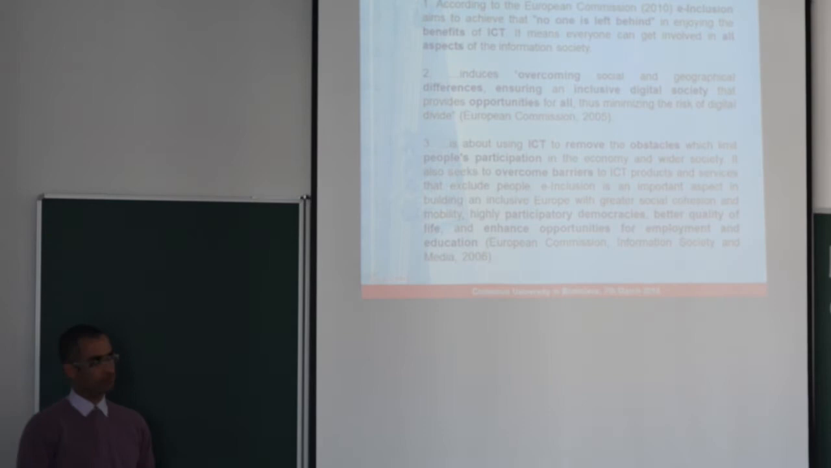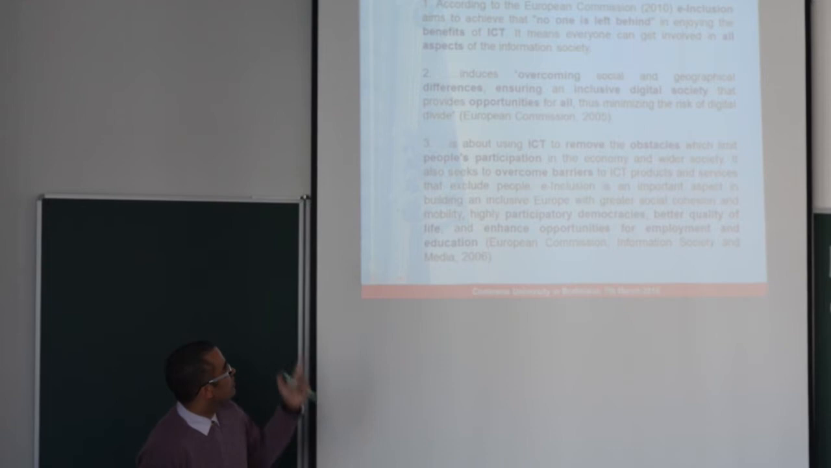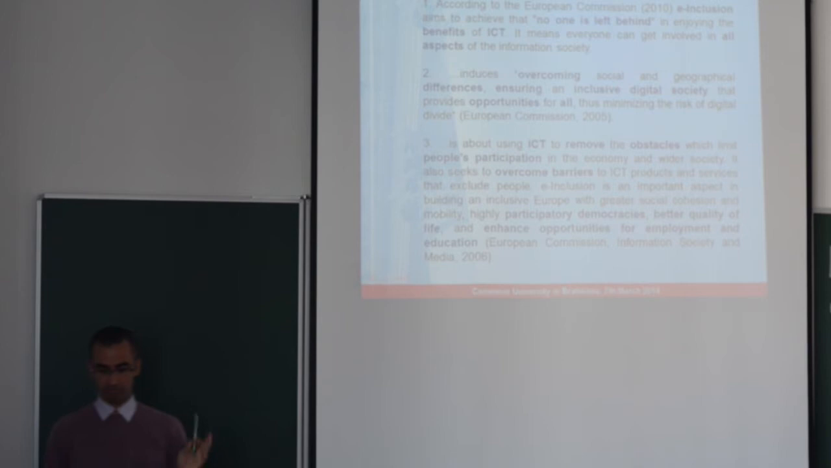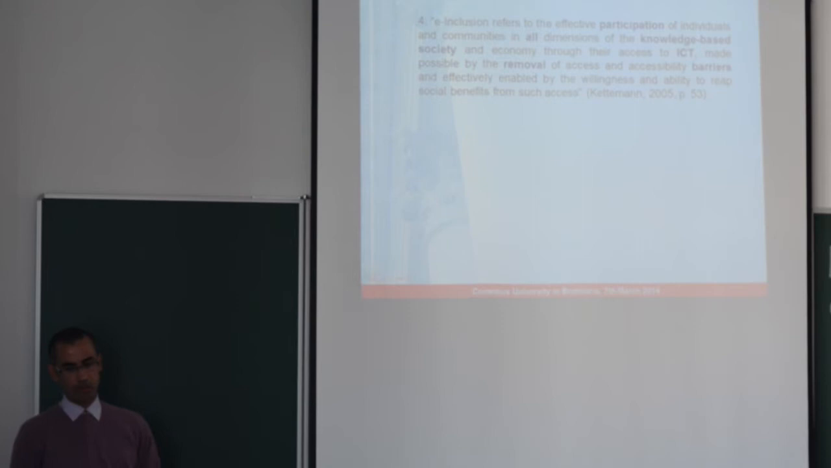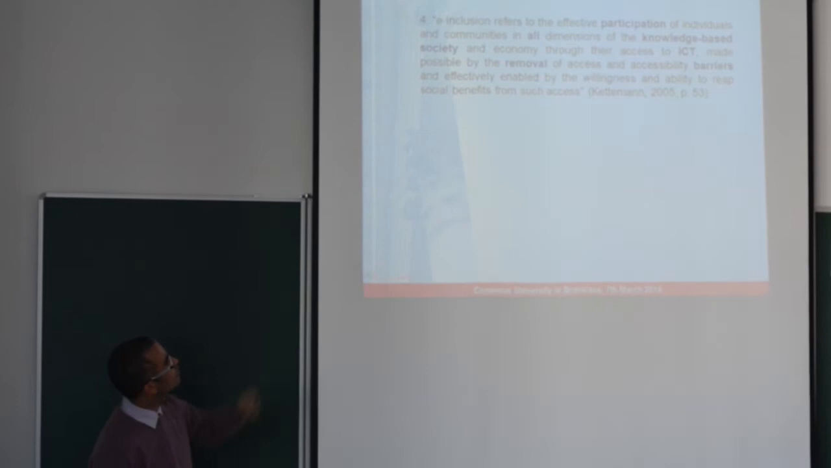You can see the words which are highlighted. It's about removing obstacles or barriers, people's participation in the economy, overcoming barriers to ICT, information and communication technology, participatory democracies, better quality of life, and enhanced opportunities for employment and education. So there are three concepts. It's also related with the participation of individuals and all communities in all dimensions of the knowledge-based society, and again the removal of access and accessibility barriers.